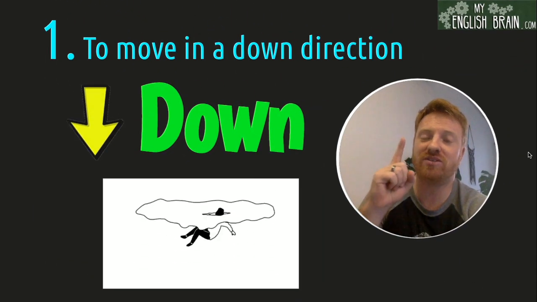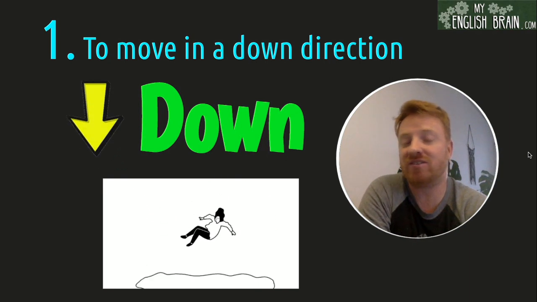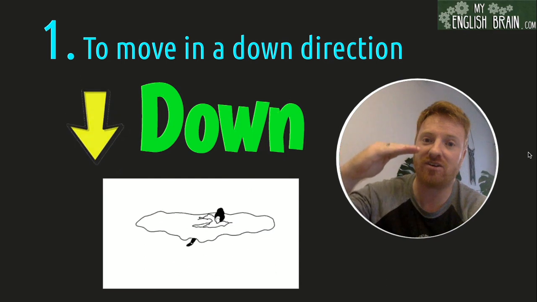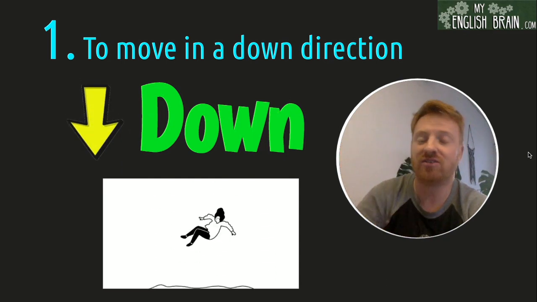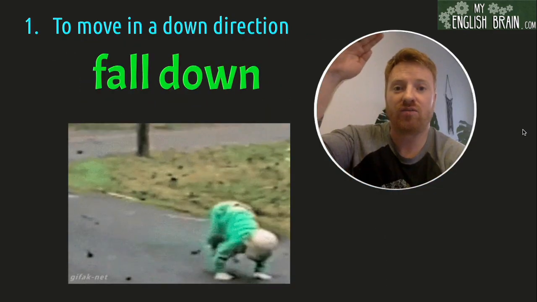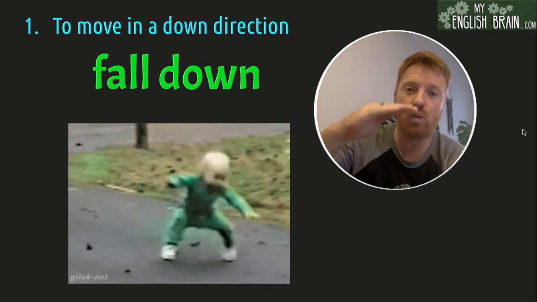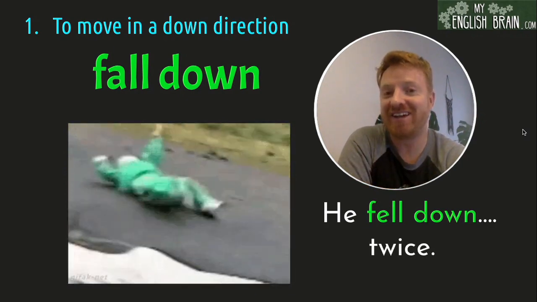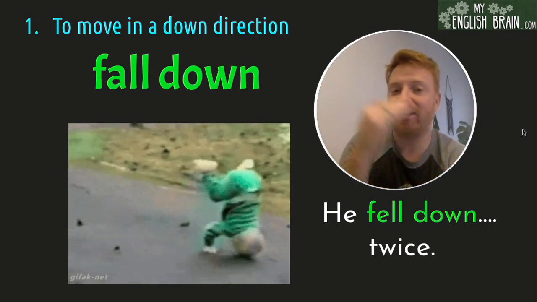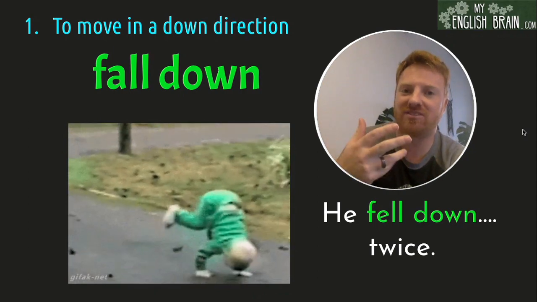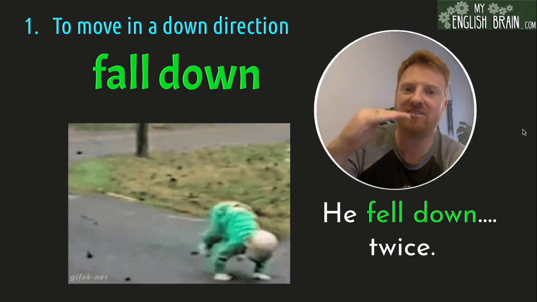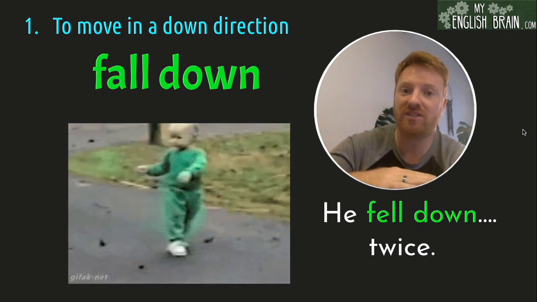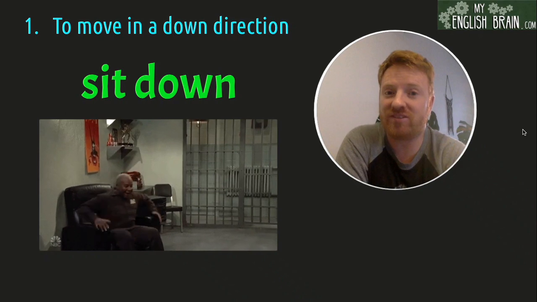Okay, the first reason we use down in phrasal verbs is the most obvious. It is when we want to indicate the direction of something going down. So, for example, fall down. He fell down twice. Again, when we talk about falling and we use down, it emphasizes the direction and emphasizes the idea that it hits the ground. The boy fell down. We can also use this with sit.